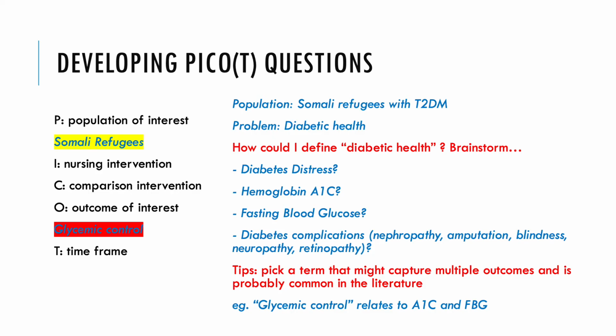much open for interpretation. Now I'm pausing here because this is one of the most common errors that we see with PICO questions. An O that is not really measurable, or it's subject to a lot of interpretation. It's too broad, for example, and it could be interpreted in a lot of different ways. So really make sure your O, your outcome, is very measurable and concrete.